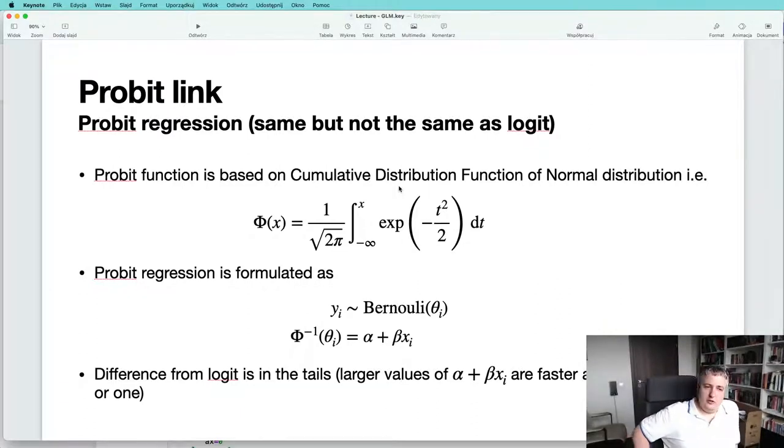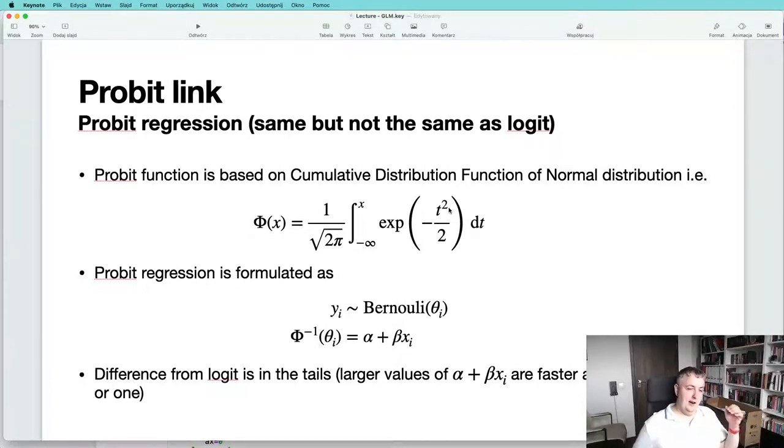This is very similar to logistic regression, but it has some differences. The main difference that we have here is that, of course, computationally it's more difficult, but the most difference is in details, because logistic regression, the inverse of the logit function, assigns non-zero or non-one values to larger values of the linear combination of predictors, because in case of probit you have the tails behaving like x to minus t square. The larger the value, the faster the function vanishes to zero.